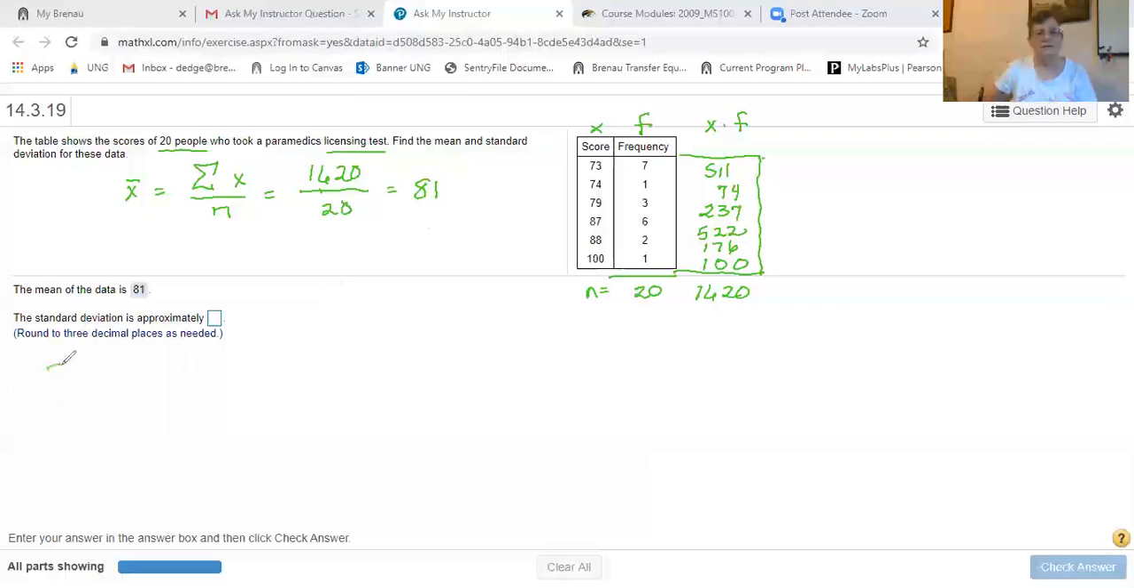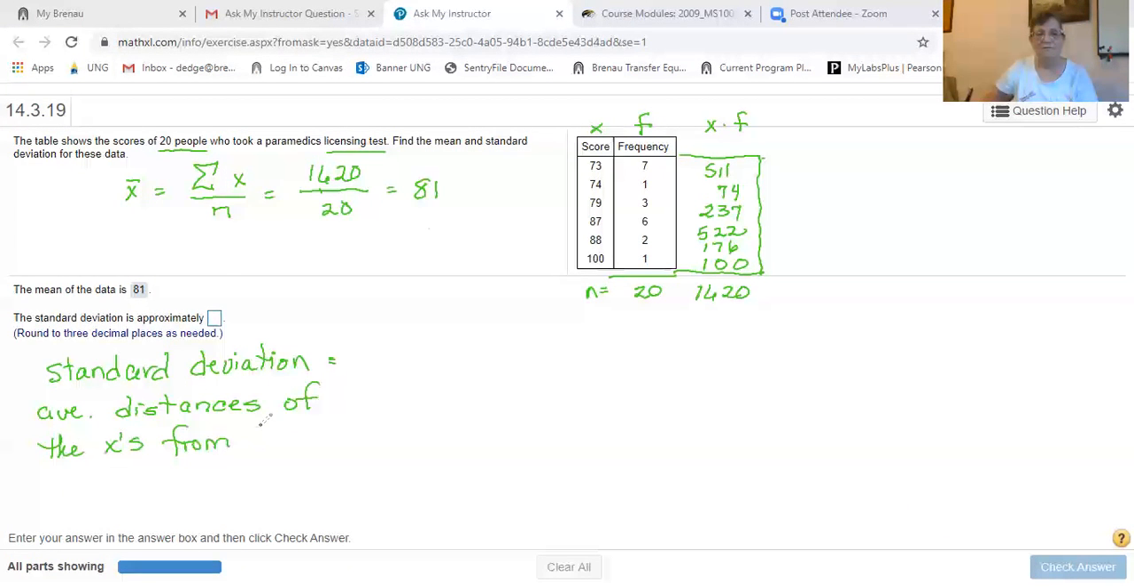The standard deviation is the average of the distances of the x's from the mean. Your standard deviation is a measure of how far away from the average your data elements tended to land. We would have the same average if all 20 people had made an 81. So the average would be the same. This gives us some additional information about how far off of the average the numbers actually fell.